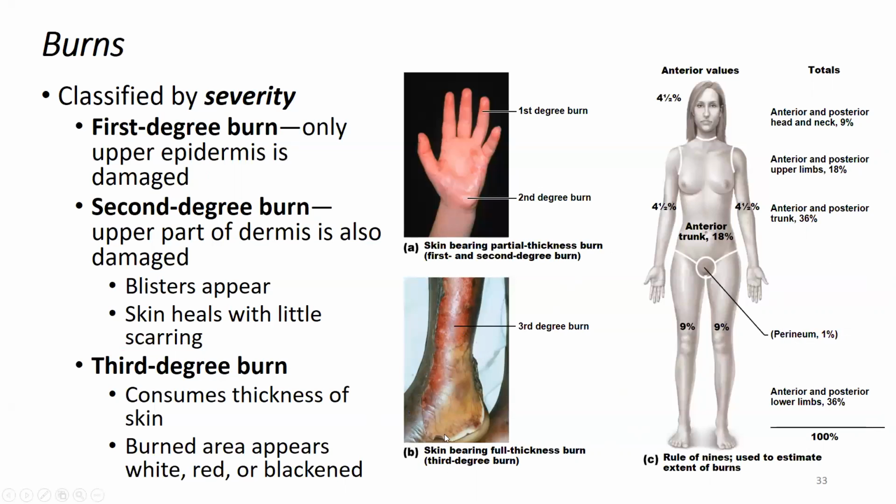You can see the fatty layer, which is the hypodermis, beneath. You can see the blood vessels beneath, some of the nerves beneath. And this is a full thickness burn or a third-degree burn. Okay, these are, again, very difficult to heal.